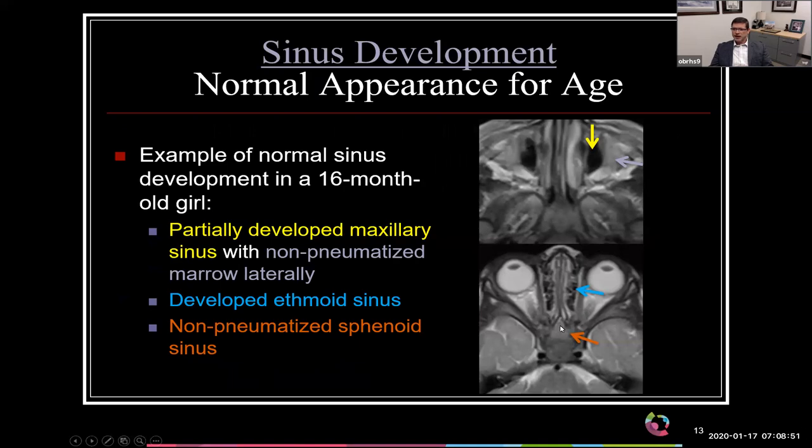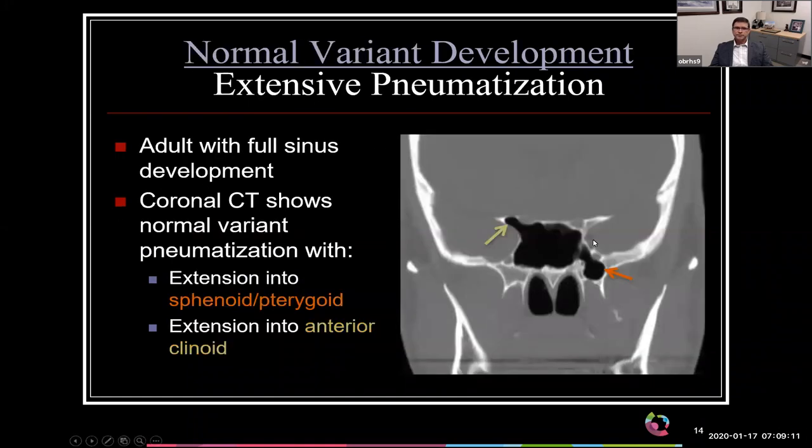Sphenoid sinus has not yet pneumatized, which you wouldn't expect to start till about 2 to 3 years of age. And going back to that maxillary sinus, it's important to recognize that laterally, this is normal marrow. So this is portions of the maxillary bone that have not yet pneumatized to form the sinus. You don't want to mistake this for inflammatory sinus disease.